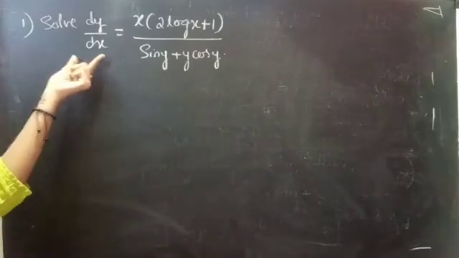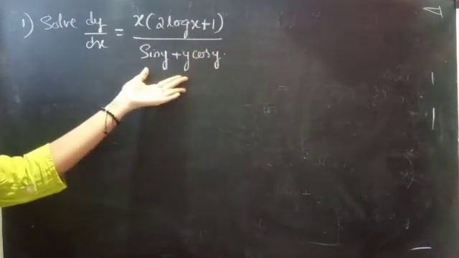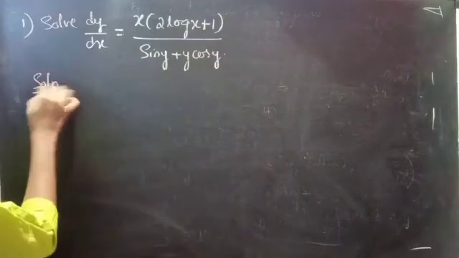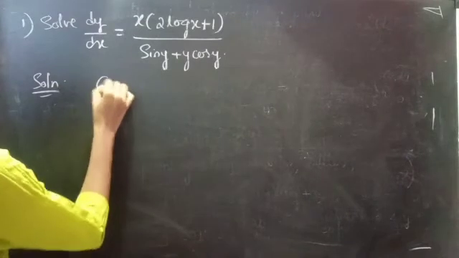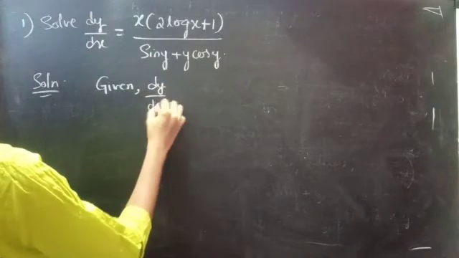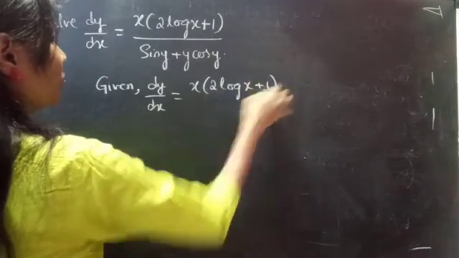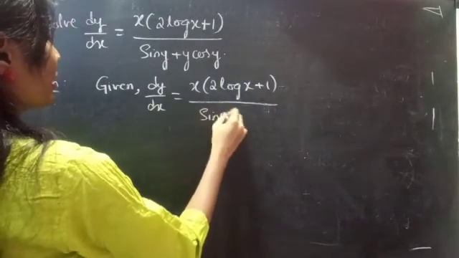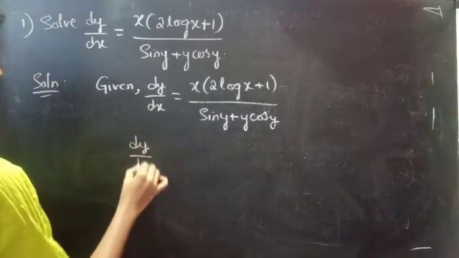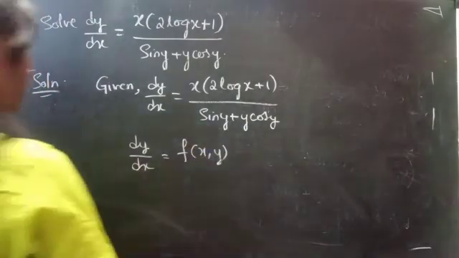First problem, solve dy by dx equals x into 2 log x plus 1 divided by sine y plus y cos y. Okay, solution. So we are given the differential equation dy by dx equals x into 2 log x plus 1 by sine y plus y cos y, which is of the form dy by dx equals a function of x comma y.